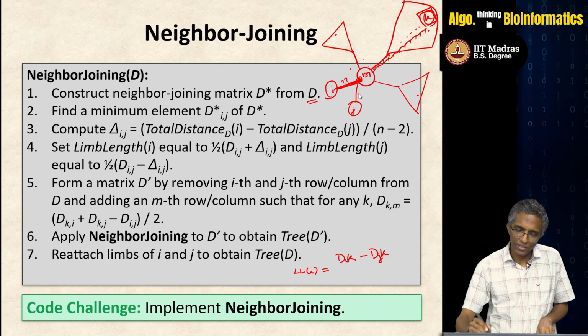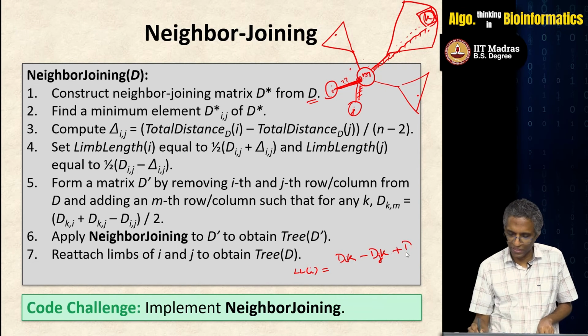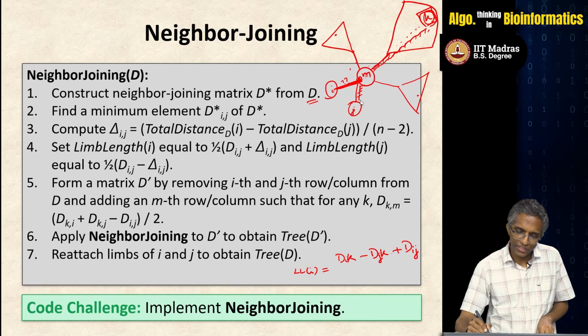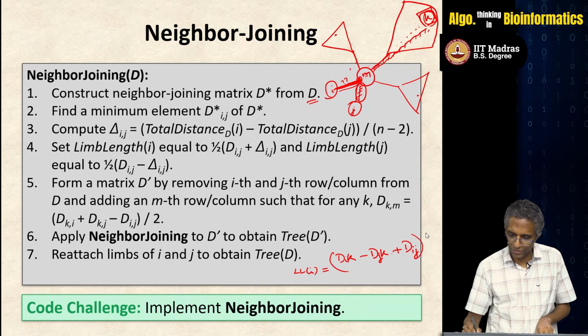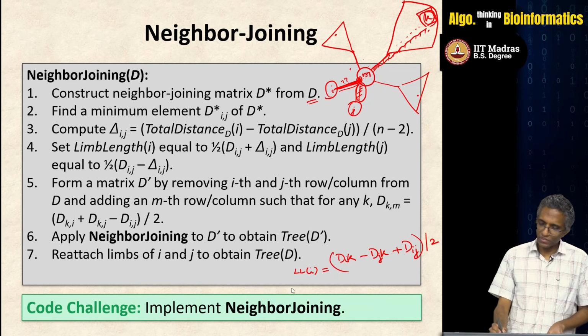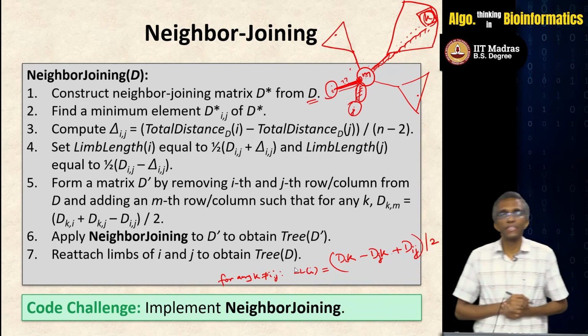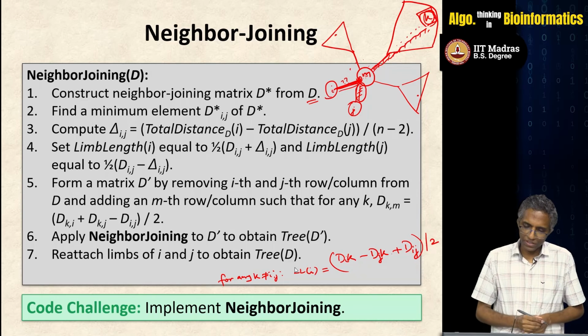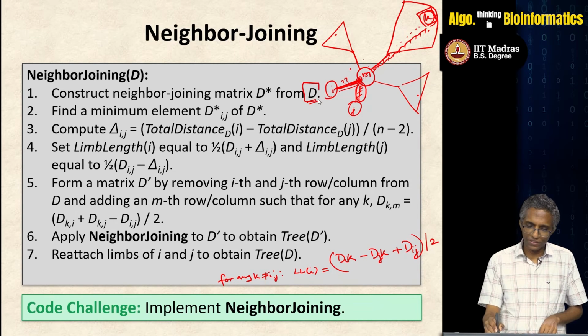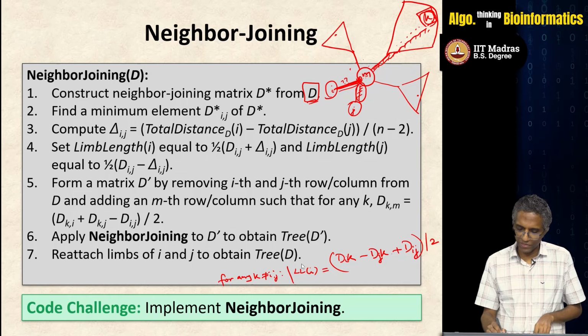That will remove this part, but then it is also going to unnecessarily remove this j to m. So, I need to add it back. So, I can just add d i j. Then that will add this part d j m back, but this will be counted twice. So, this has to be divided by 2, right. So, this is one estimate of LL of i, and this will work for any leaf k that is not equal to i comma j. If you have a perfectly additive input matrix D, then any k you put in, you will get the same value of LL of i.